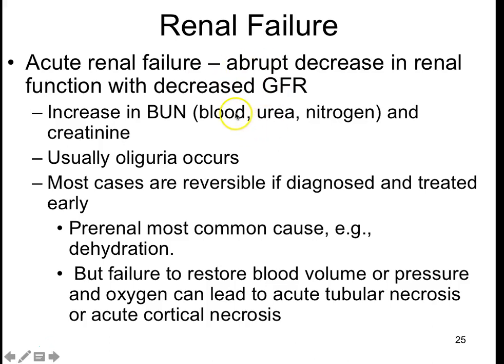So you would have, let's say in a case of a person who is severely dehydrated, a decreased GFR, increased BUN, increased creatinine, and they would have oliguria, very little urine would be lost because very little blood is filtered. Most of them are reversible, hydrate that person.